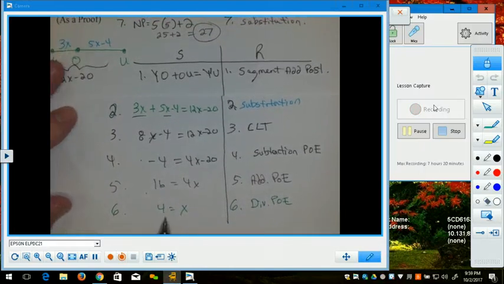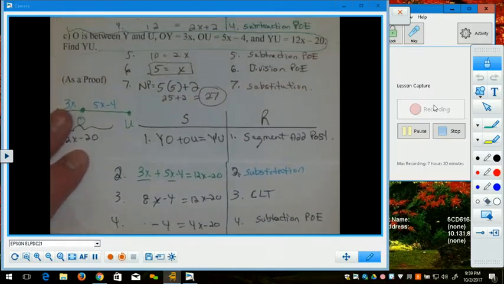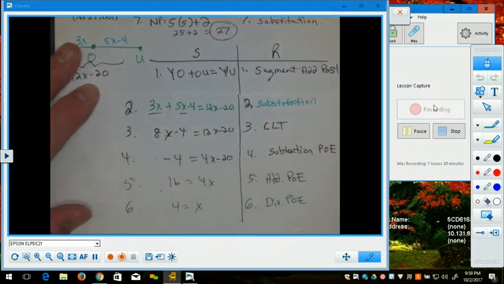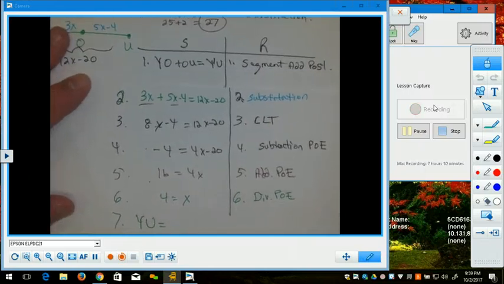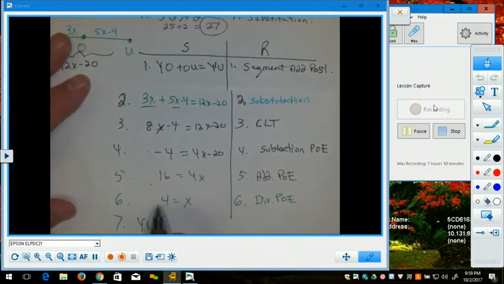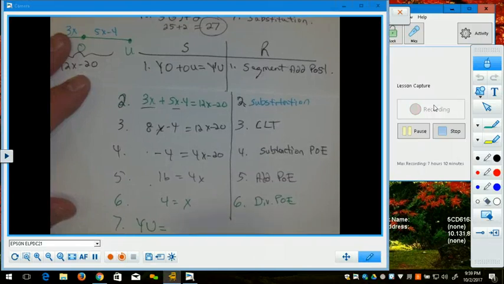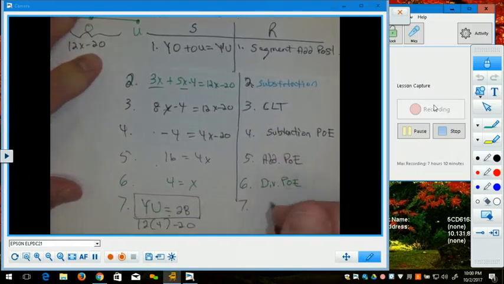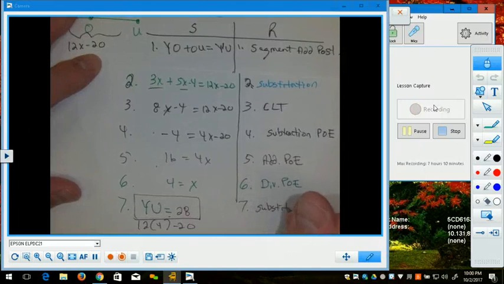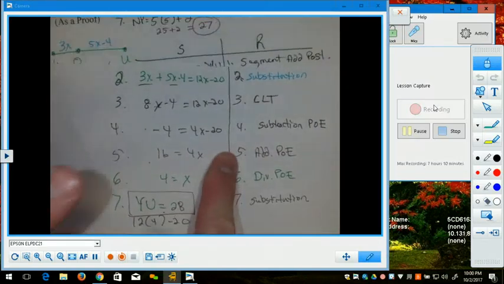Now I'm going to go back, now that I have my answer, and see what they wanted us to find. They wanted us to find YU. So my final line is YU equals, and I'm going to plug this in, YU's expression is 12x minus 20, and x is 4. So 48 minus 20 is 28. There's my answer to the question they were asking. Written as a proof, the last justification would be substitution. Please go on to the next video for examples 3 and 4.